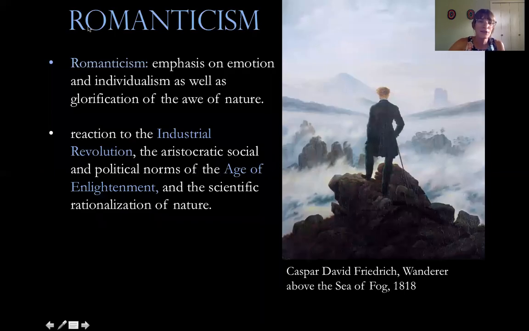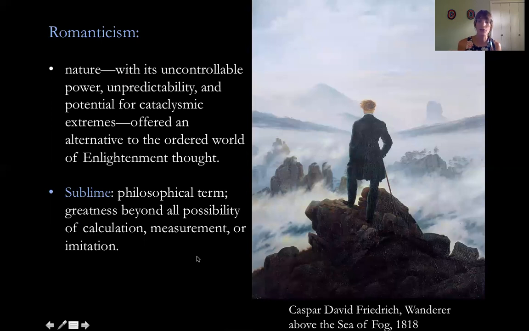The last thing we're going to get to today, we won't focus too much on it, is Romanticism. I will be posting a video about a few of these pieces as well, so make sure you check those out. Romanticism was a move toward emotion, right? A move toward individualism, and an interest in the awe of nature. This was a reaction to the Industrial Revolution and the aristocratic social and political norms of the Age of Enlightenment, this idea that we could rationalize nature. And these artists are saying, no, not everything can be measured. The Age of Enlightenment wanted to measure everything.